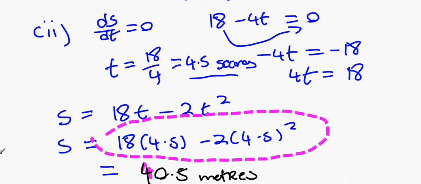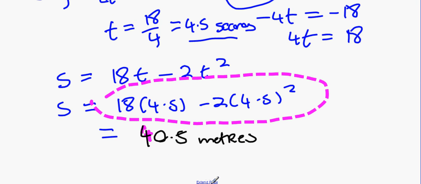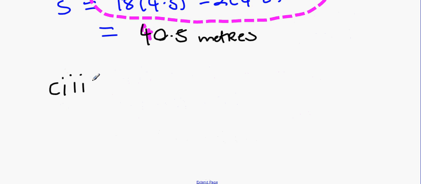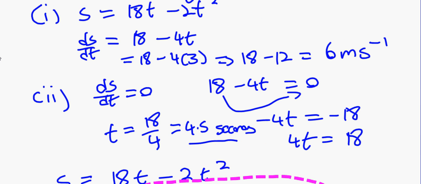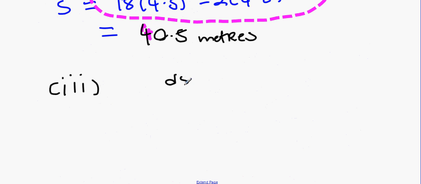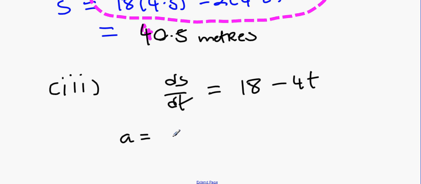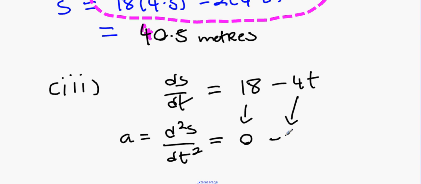Okay, so what we're going to have to do for this part is we know that the first derivative is 18 minus 4t. So the ds/dt is 18 minus 4t. And then what we do is we get the second derivative, which is the acceleration or the deceleration. And whether it's acceleration or deceleration, we'll know by whether it's a plus or a minus. The 18 turns to 0, and the minus 4t turns into minus 4. And what we realize is that it has a deceleration of minus 4 meters per second squared. So it decelerates by 4 every time.